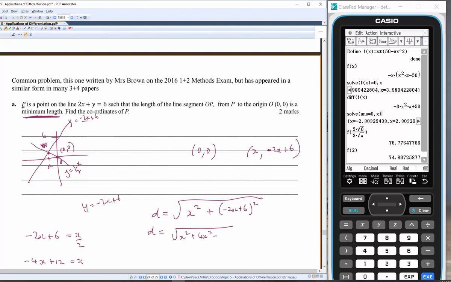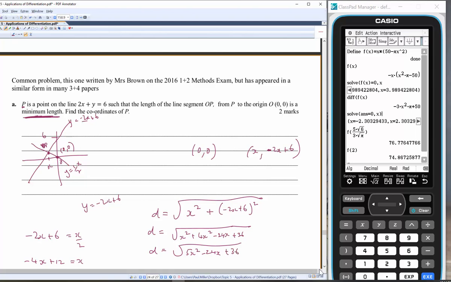take away 24x plus 36. Make sure you extend that root sign out. D equals the square root of 5x squared take away 24x plus 36.